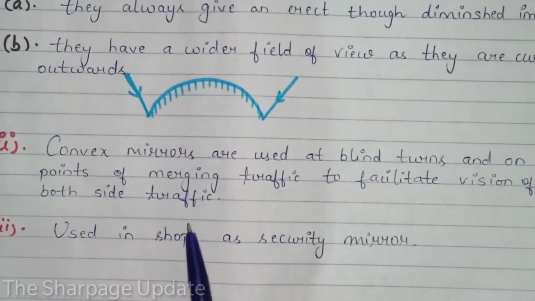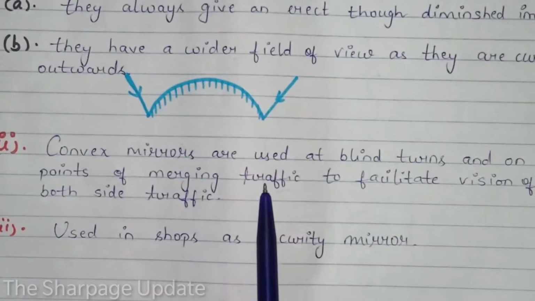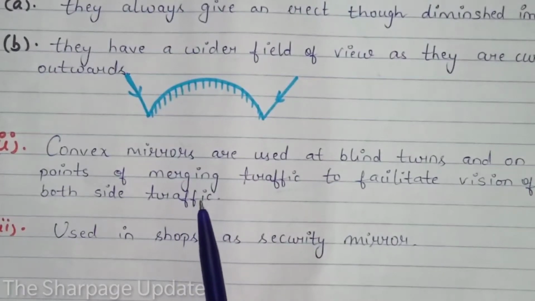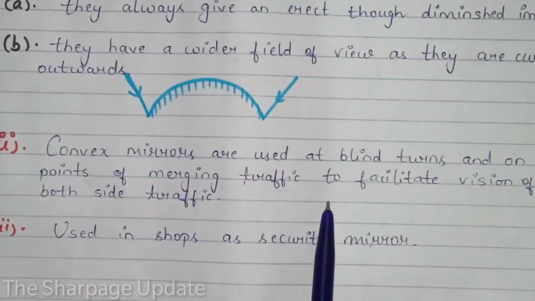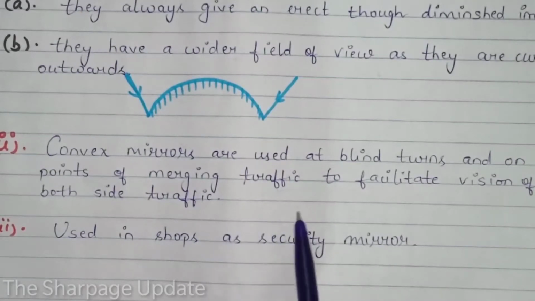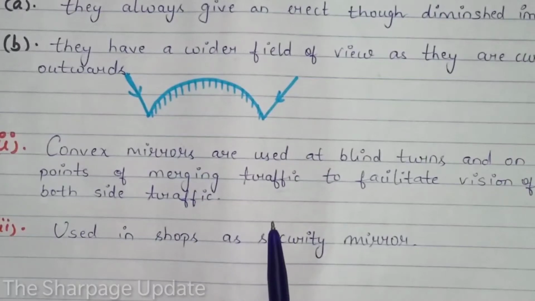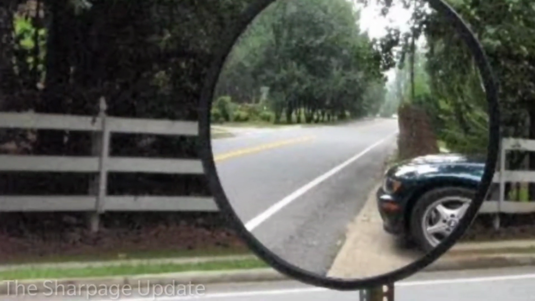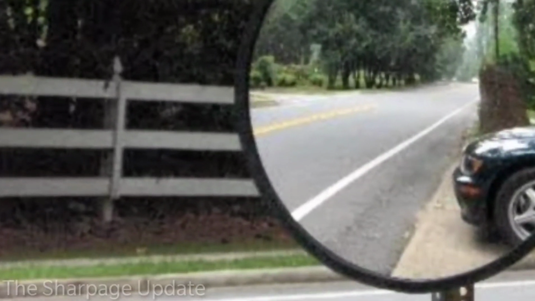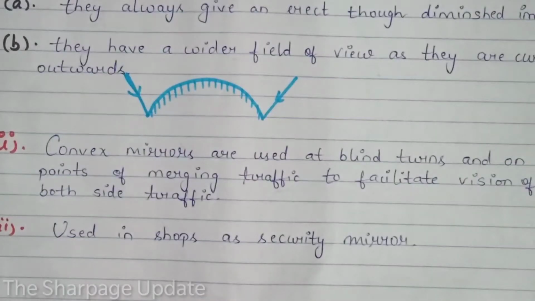The second use of convex mirrors is at blind turns and on points of merging traffic, to facilitate vision of both side traffic. So students, convex mirrors are used at blind turns and at the points of merging traffic. Convex mirrors are also used in shops as security mirrors, as you can see in these pictures.